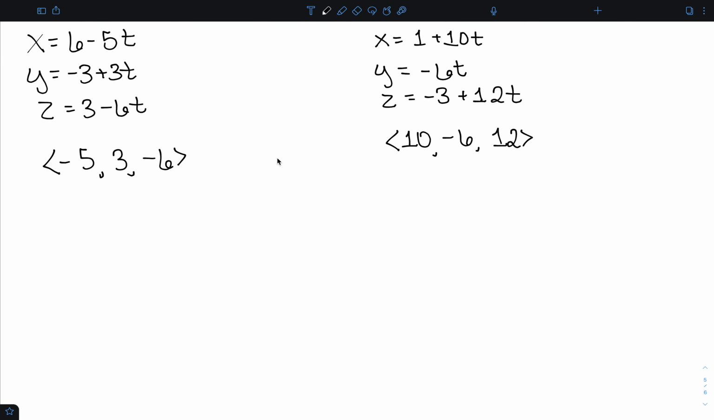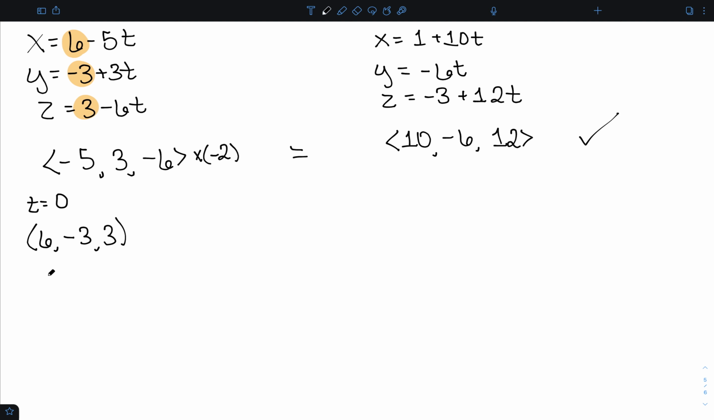And I can see that these are scalar multiples. If I were to multiply this first one by -2, I would get the second one. So they do travel in the same direction. The next thing I need to show is that they share at least one point. For the first line, I'm going to let t be equal to 0. That'll give me the point 6, -3, 3, since all of the t terms will disappear.